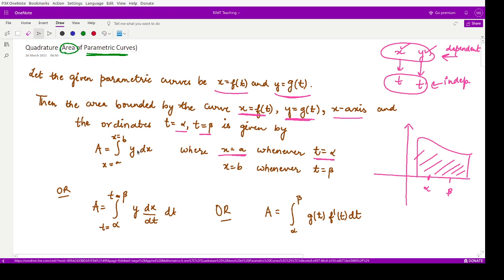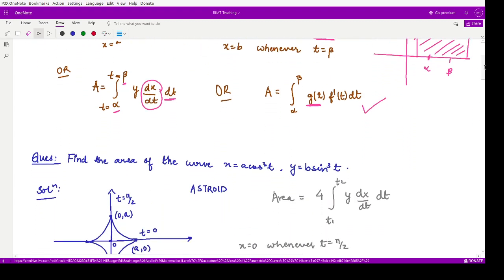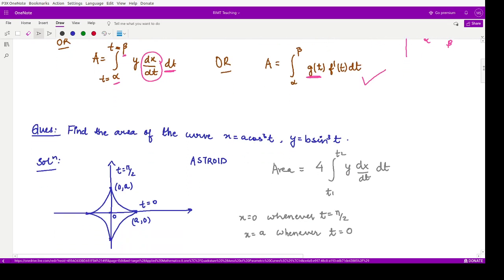So what we'll be doing is, instead of dx, we will now take dx by dt, and then the integration would be performed with respect to t. So the limits would be t varies from alpha to beta. So this would be the area. And y is given to be g of t, so this is g of t. And dx by dt is the derivative of this curve, so it would be f dash t. So this is the formula that we shall use to calculate the area for the given parametric curves. So let us see one example.